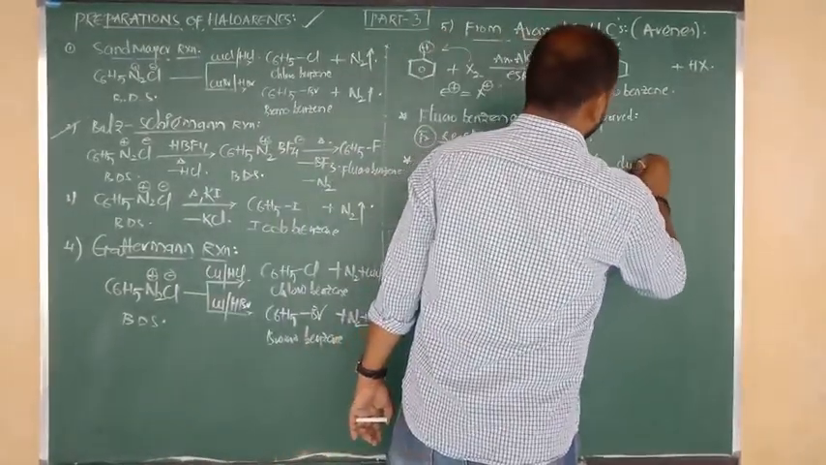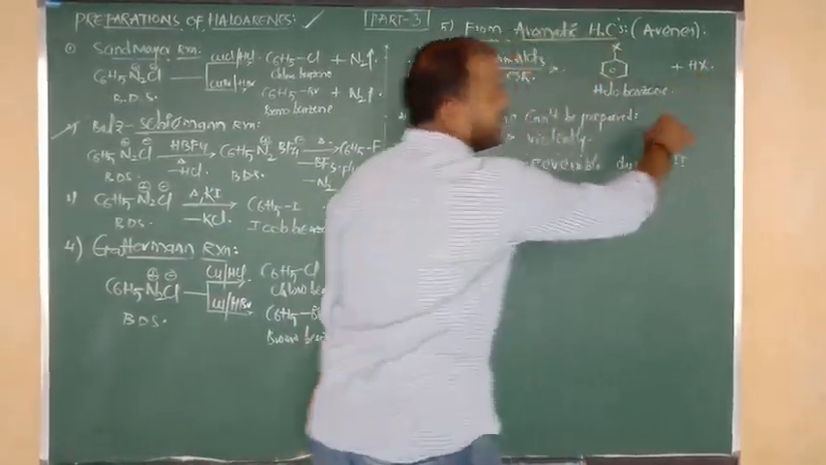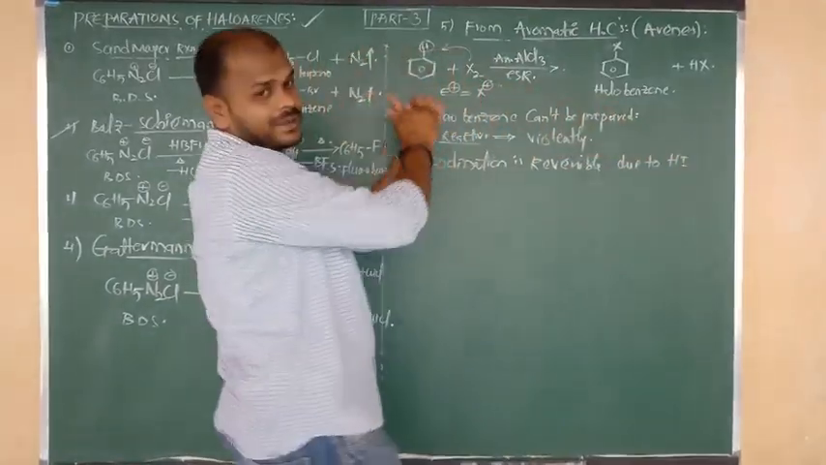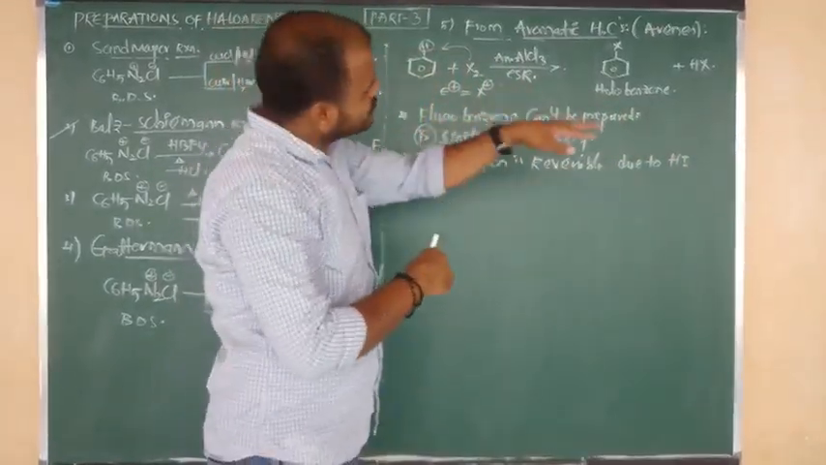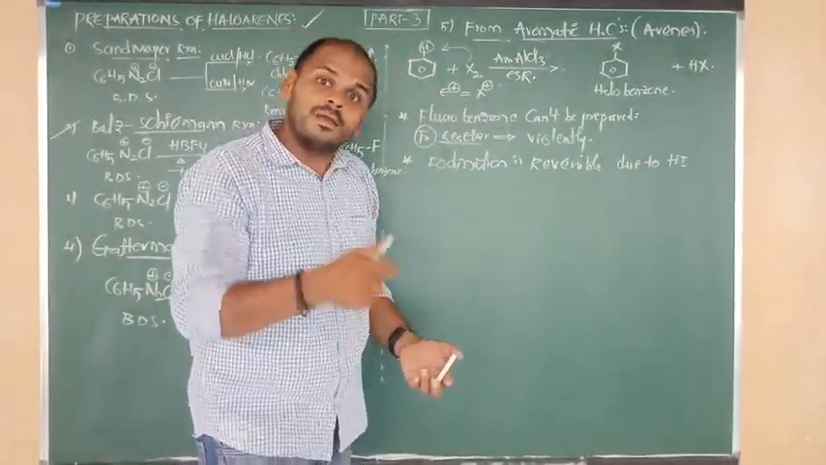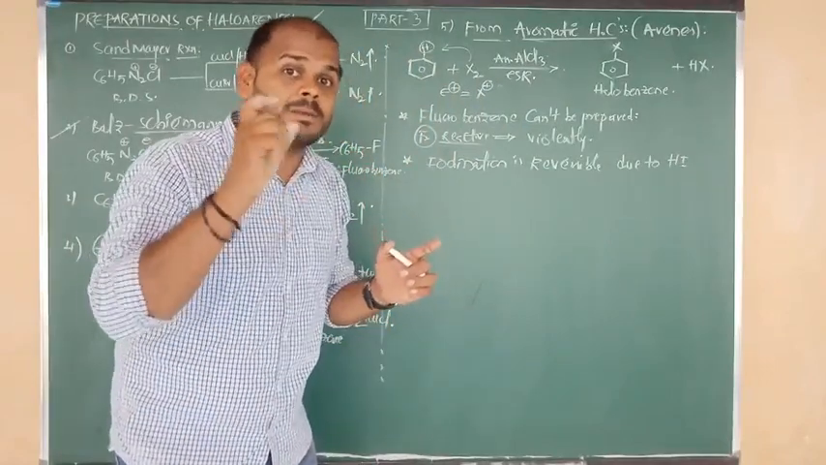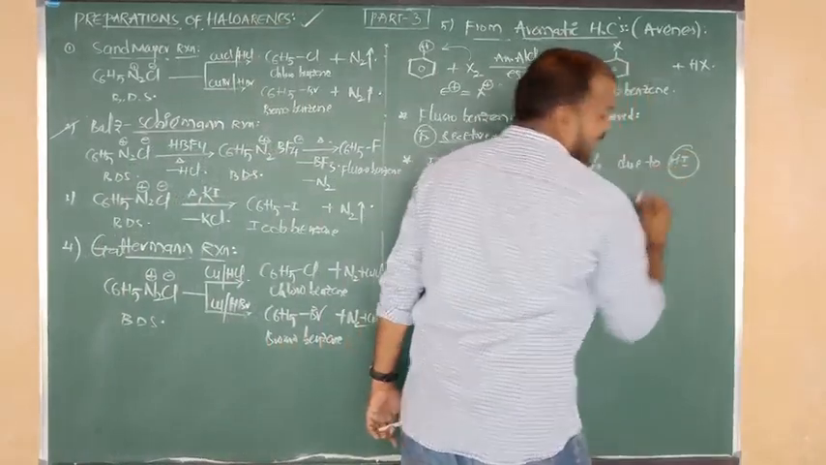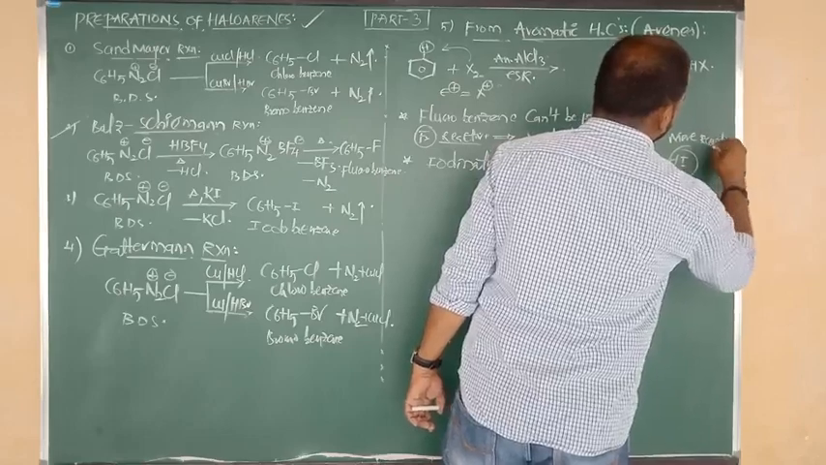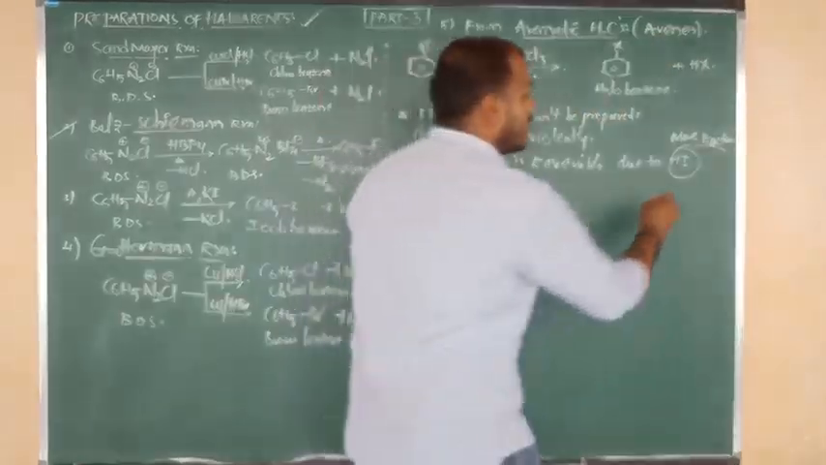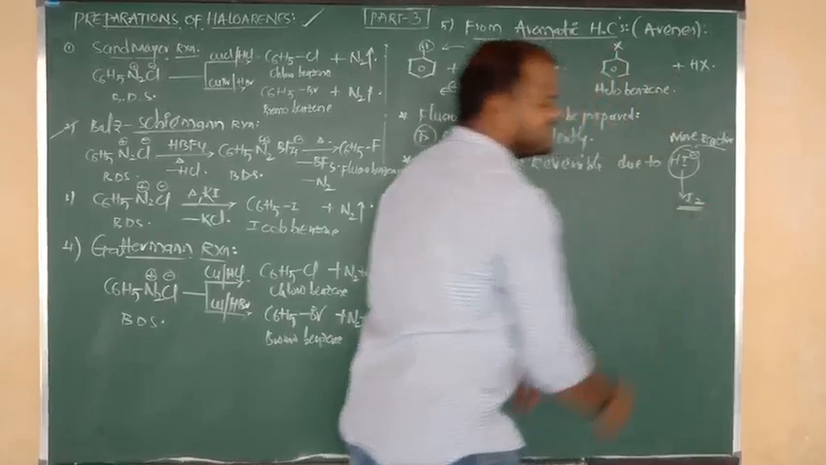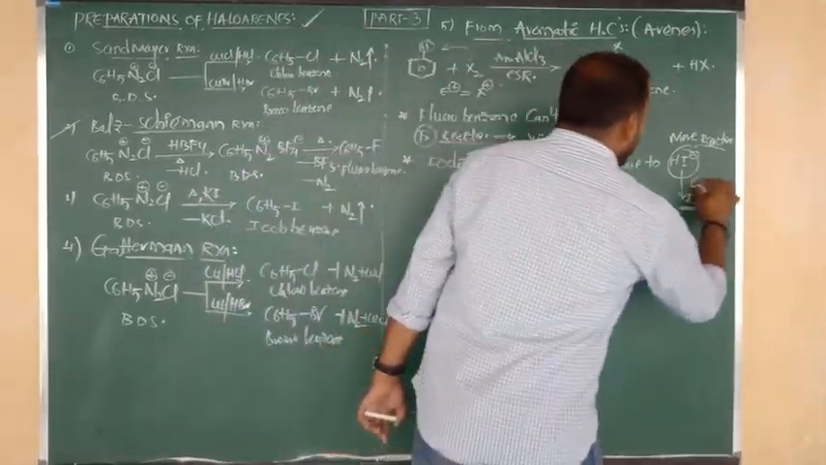The reason is the more reactive HI. Due to formation of more reactive HI, the reaction takes place in the backward direction, meaning you again get the reactant. That means no use of that reaction. But we can do iodination also, by using one condition. More reactive HI, or hydrogen iodide, I minus, can be changed into I2 by adding strong oxidizing agents.